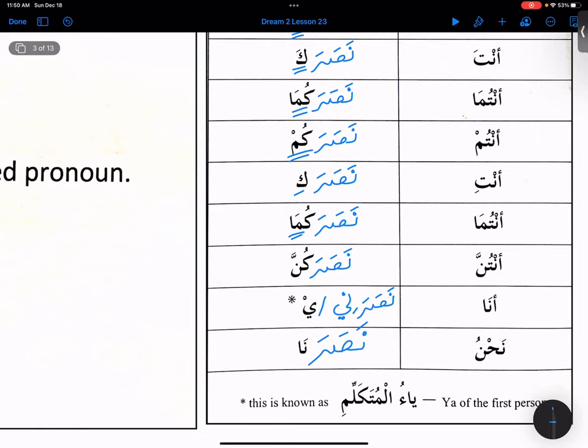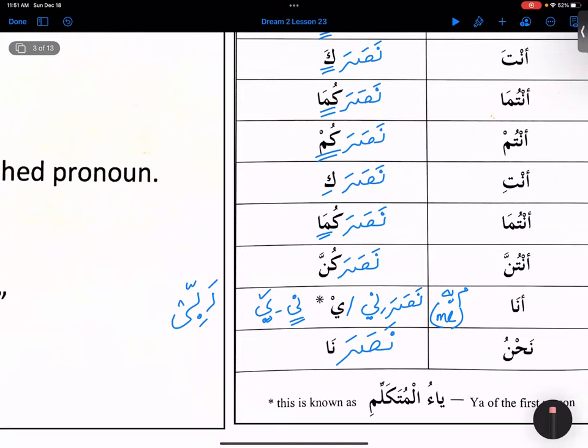you know that we learned that Ana has two versions. One is Ni or Yi. This Yi is always going to be used with the ism. That's why we say Rabbi. But this ni is always going to be used with the fail. So Nasarani, he helped who? Me, he helped me. So this me is maf'ool bihi. This ni is maf'ool bihi over here. And then Nahnu would be Nasarana, he helped us.